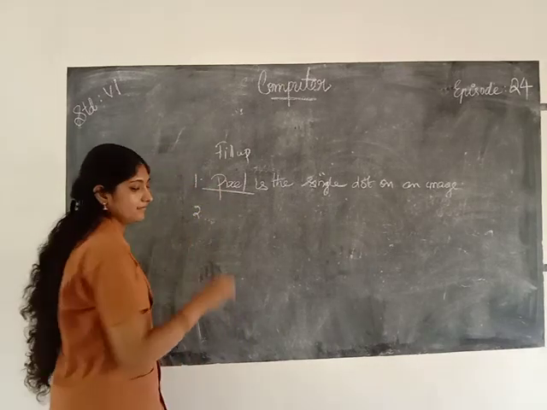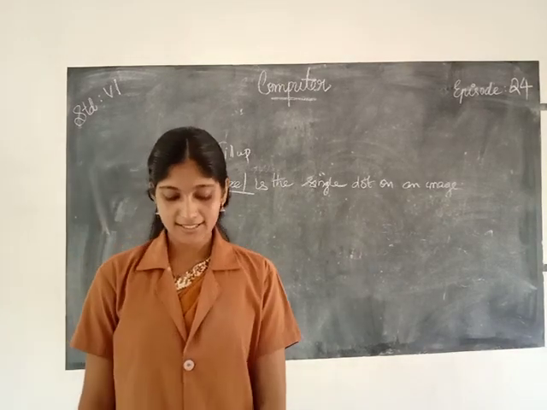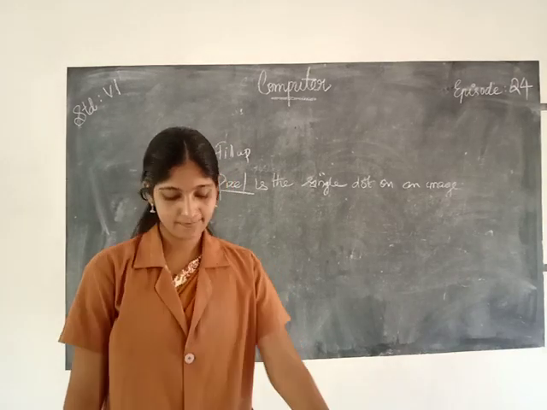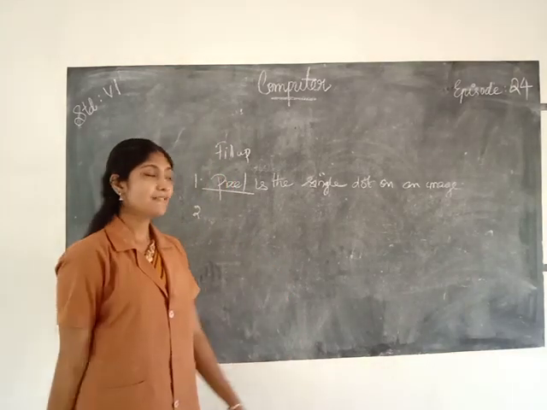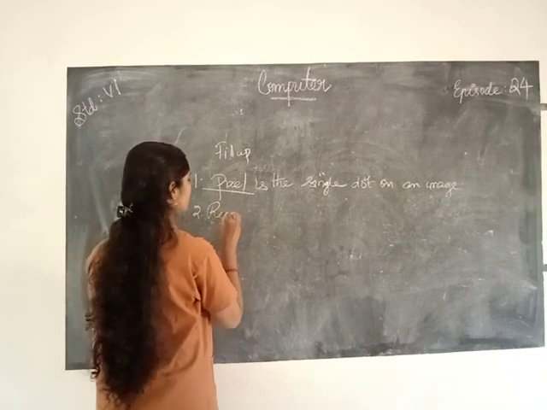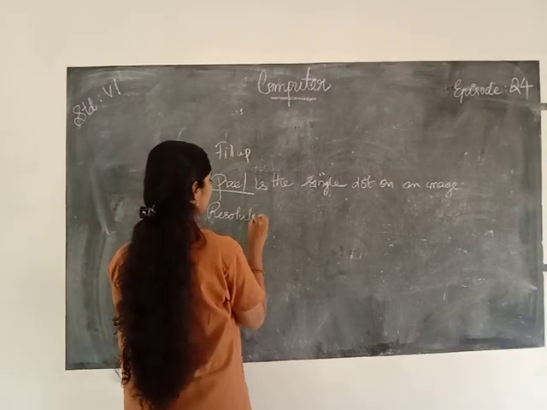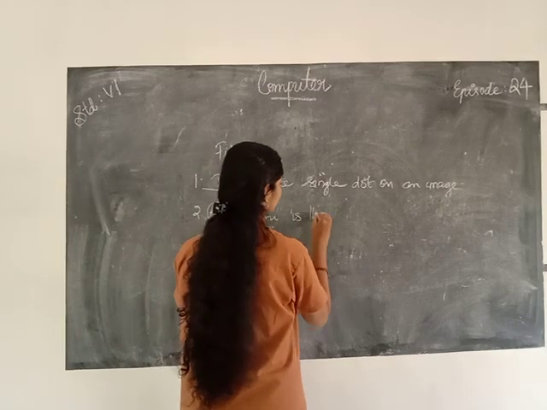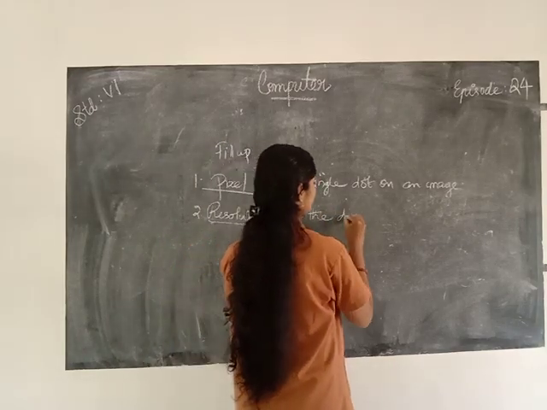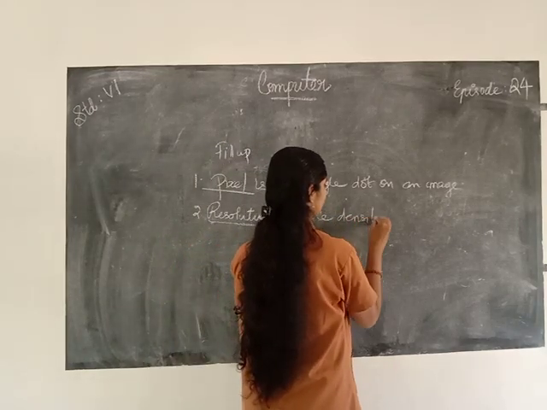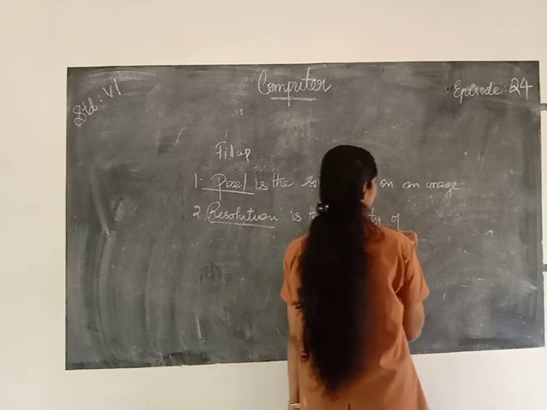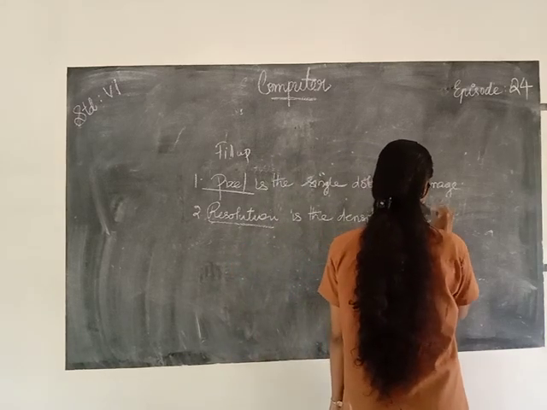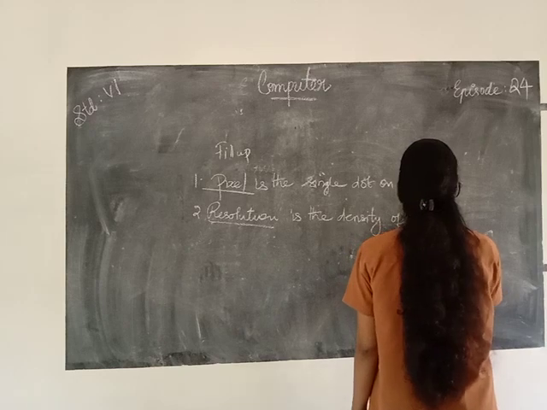Then second one, the dash is the density of pixels. What is that? Resolution. Resolution is the density of pixels.